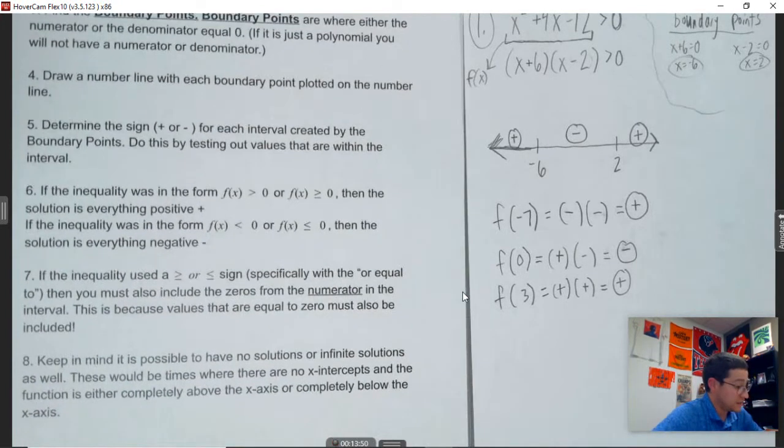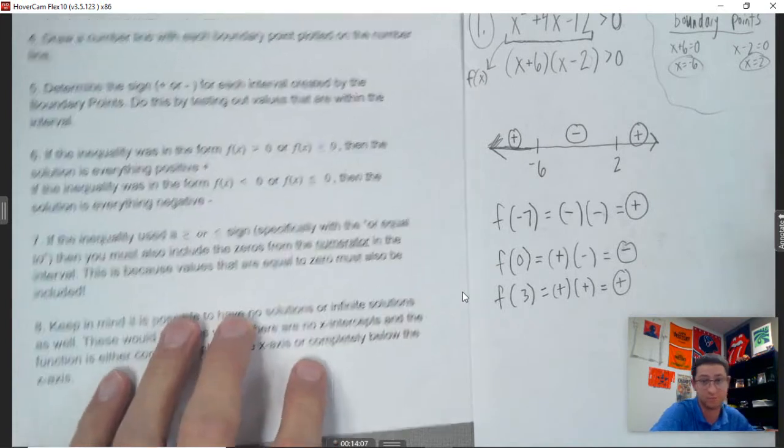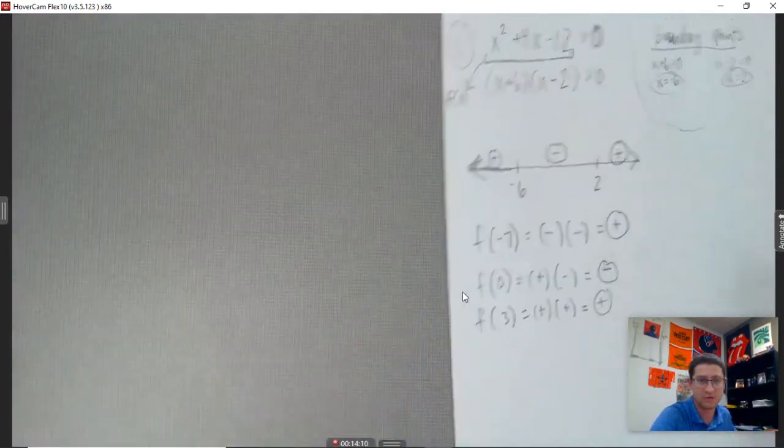Number 8, keep in mind it is possible to have no solutions or infinite solutions. It's possible to have the entire function positive or greater than 0. It's also possible to have the entire function less than 0. So it's possible that you don't have anything in the solution, or it's possible that everything is in the solution. Cool. And we will also run into one that has that as well.